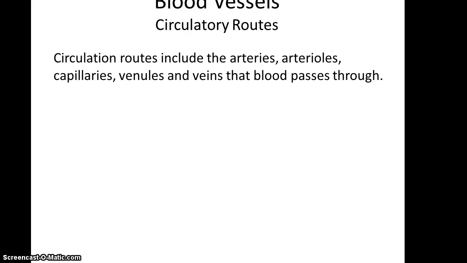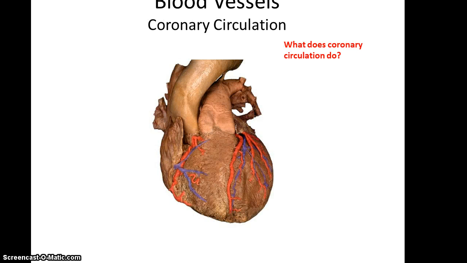So now let's talk about some of the circulatory routes. A circulatory route is going to include arteries, arterioles, capillaries, venules, and veins, for the most part. One of the big types that we talked about already is coronary circulation, where we've got the blood vessels bringing nutrients to the heart tissue itself, because we want our heart to be properly nourished. That includes blood entering the coronary circulation through the right and left coronary arteries, and then eventually returning to the right atrium via the coronary sinus.